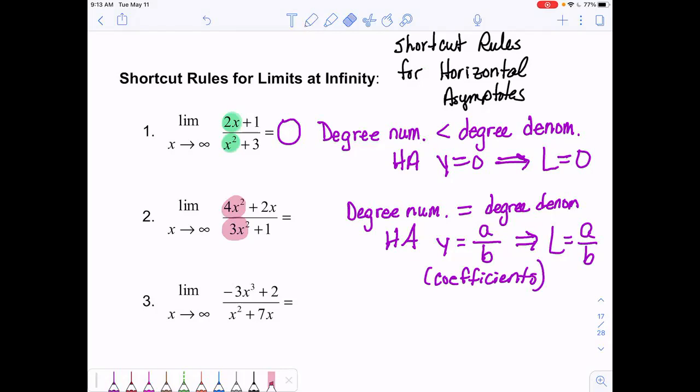So Kaden, in this case, the limit of our function 4x squared plus 2x over 3x squared plus 1 is 4 over 3. So the degree of the numerator is equal to the degree in the denominator. Then you're taking the coefficients of those degrees. Power on the top over the power on the bottom.